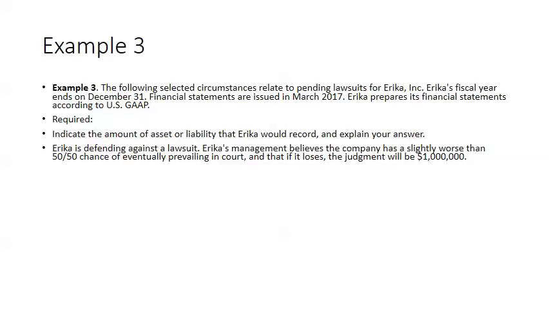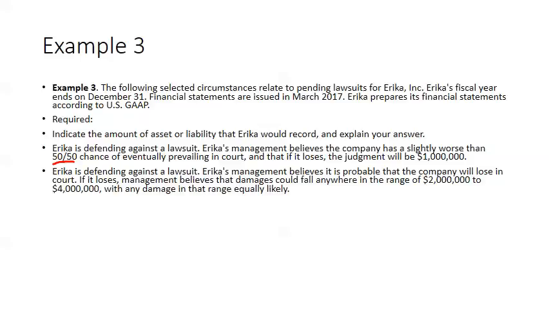In the first circumstance, Erica is defending a lawsuit. Erica's management believes that the company is slightly worse than a 50-50 chance of eventually prevailing in court, and if it loses, the judgment will be $1 million. Remember the criteria to record a contingent liability. It has to be probable and you have to have a reasonable estimate. Under US GAAP, probable has a higher threshold than 50-50. In IFRS, it was more than 50-50, but not US GAAP. So this would not meet the criteria of probable. It would probably fall under reasonably possible. So you would not accrue it, but you would disclose it in a note.